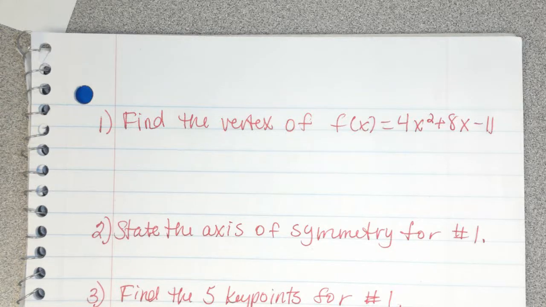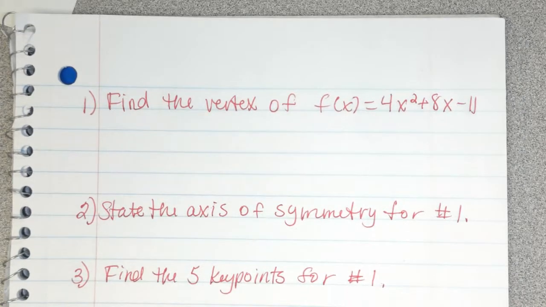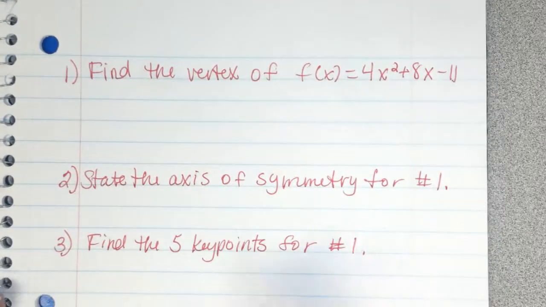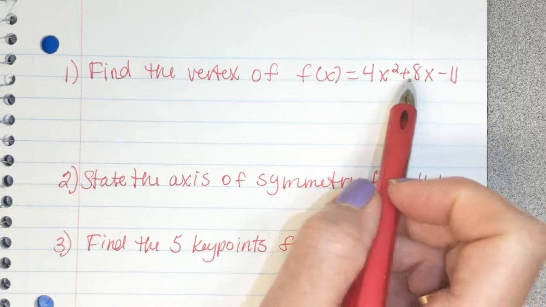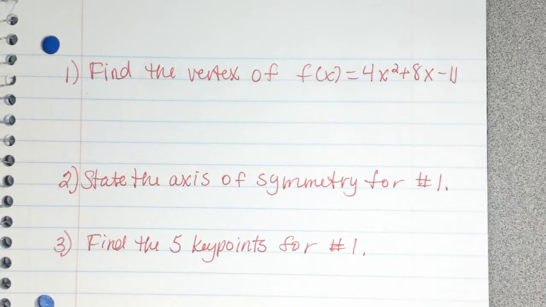Okay, guys, so I want us to take a look at the warm-ups and talk about how we do them, and we're going to check their work up there. So the first problem was to find the vertex of f of x equals 4x squared plus 8x minus 11. Taylor, how did you find that vertex?